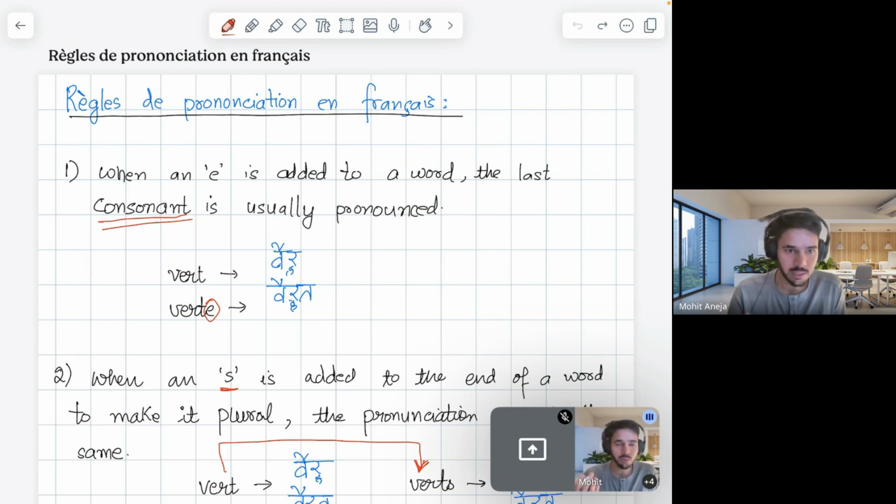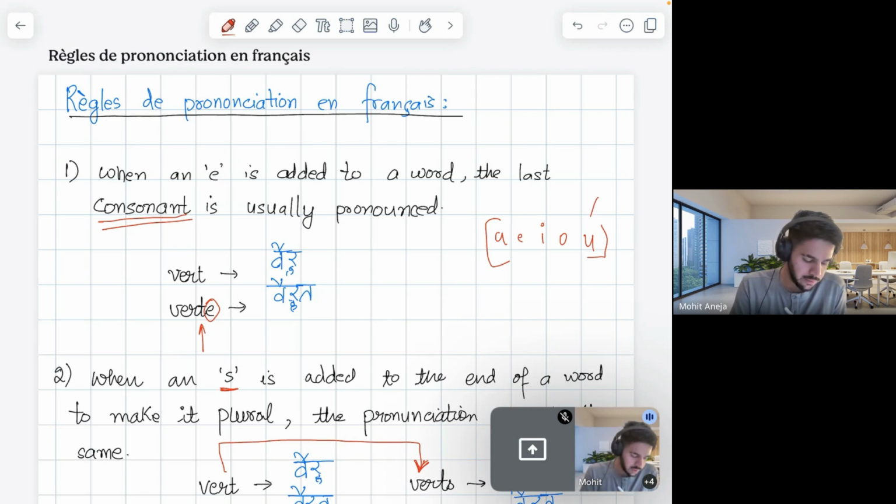Okay. The rule is that whenever an E is added after the T, after the consonant, I'm assuming everybody knows the difference between a consonant and a vowel. So I'll just briefly discuss that. A, E, I, O, U in English, these are the vowels. Every other letter of the alphabet, 26 alphabets, 21 of them are consonants. Only these 5 are called the vowels. Okay. So if I add a vowel at the end, the consonant is to be pronounced then, only then. Okay. So the first word pronunciation is ver.